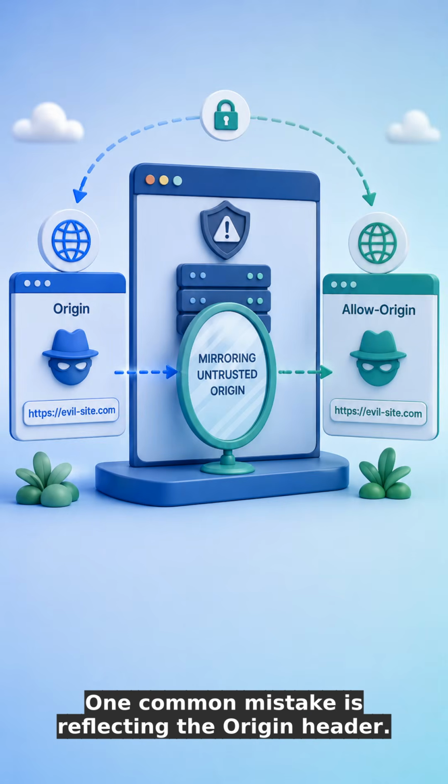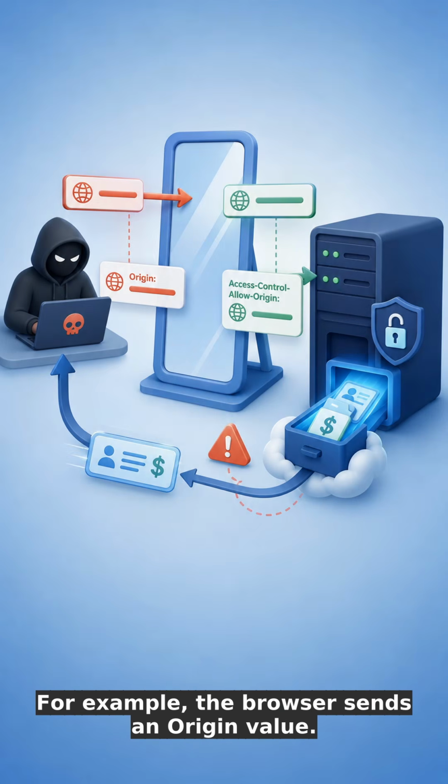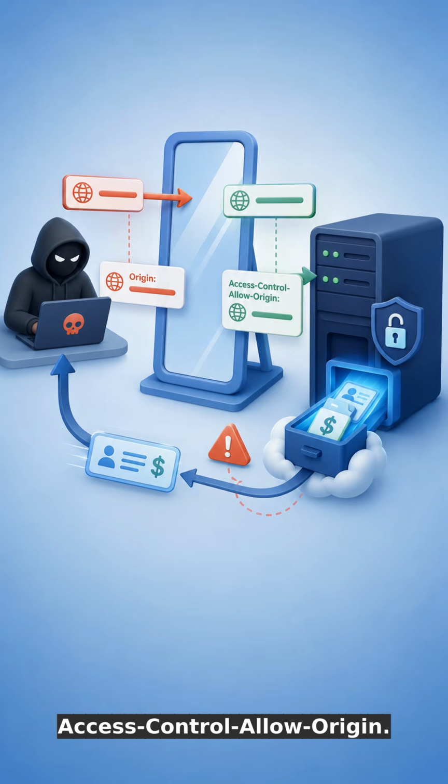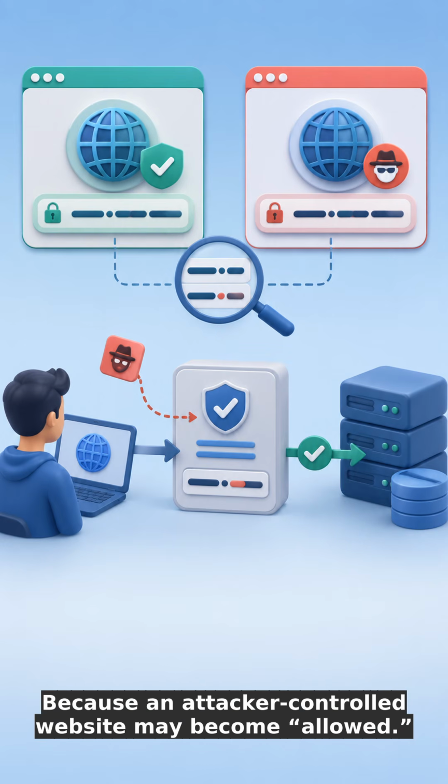One common mistake is reflecting the Origin header. For example, the browser sends an origin value. The server simply copies it into Access-Control-Allow-Origin. That is dangerous, because an attacker-controlled website may become allowed.